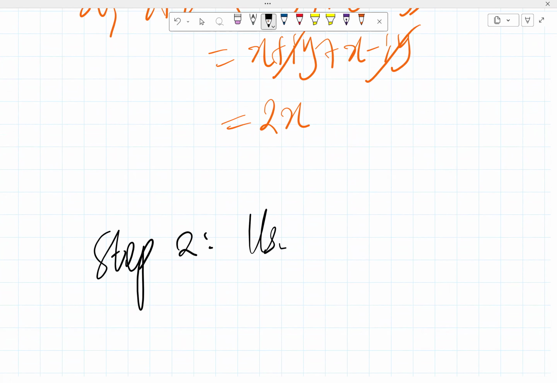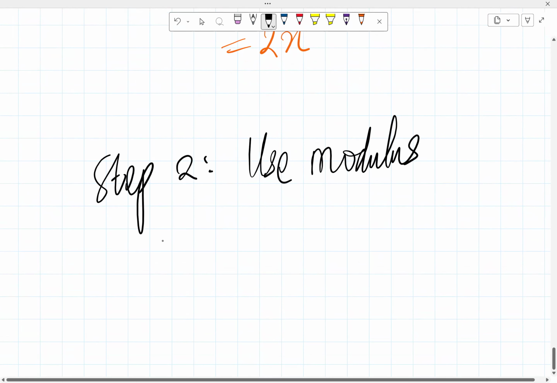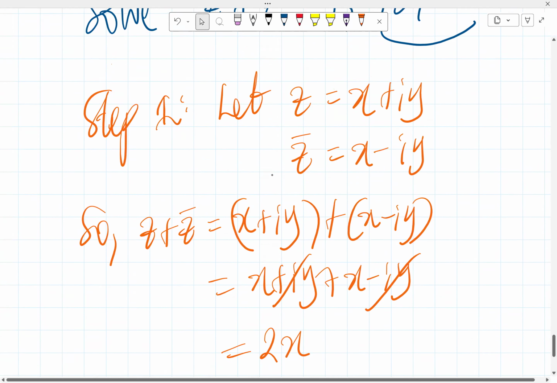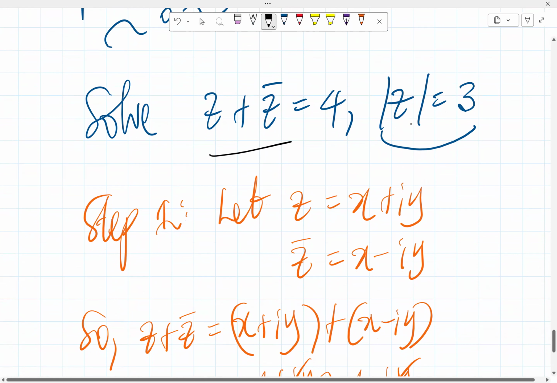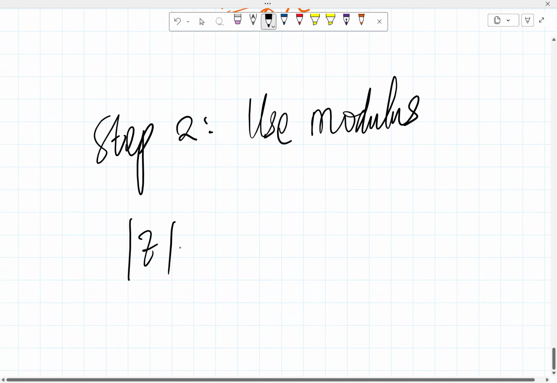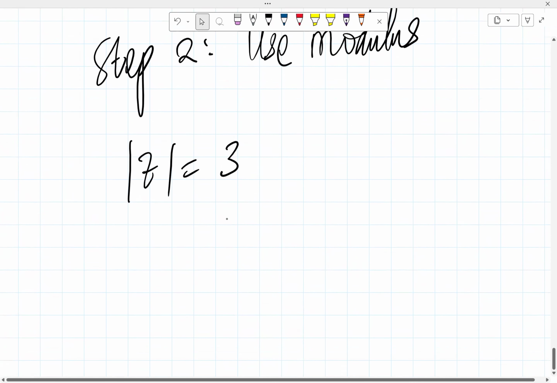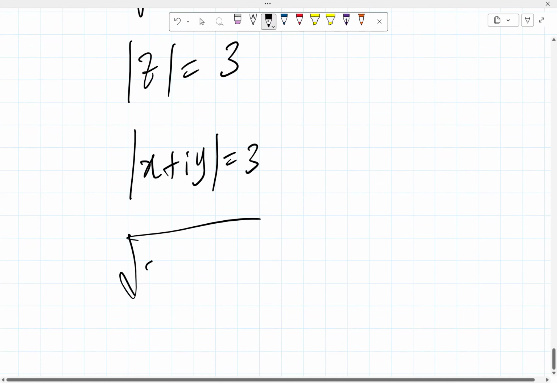Step 2, now we can use modulus. So using modulus tells us that, okay, this is already 2x, right? But then we have modulus of z equals 3. That is given. And then we know that that is modulus of x plus iy equals 3. And that means that the square root of x squared plus y squared is equal to 3.